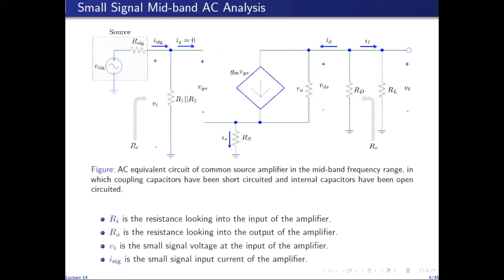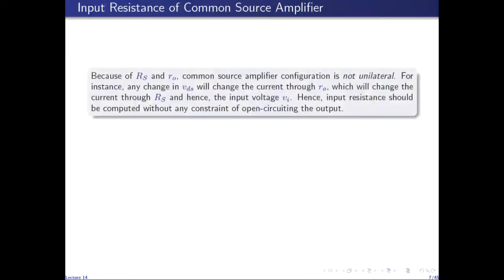So please notice that because of this resistance RS and R0, this amplifier configuration is not unilateral. Because for instance, if there is a change in VDS, then this change in VDS will change the current through R0, which will change the source current IS, which will change the voltage at the source node, which in turn will change the voltage Vi, because Vi is VGS plus the voltage at the source node. So any change in VDS will be reflected on the input side in Vi, which is why this circuit is not unilateral. Hence, the input resistance should be computed without any constraint of open circuiting the output.